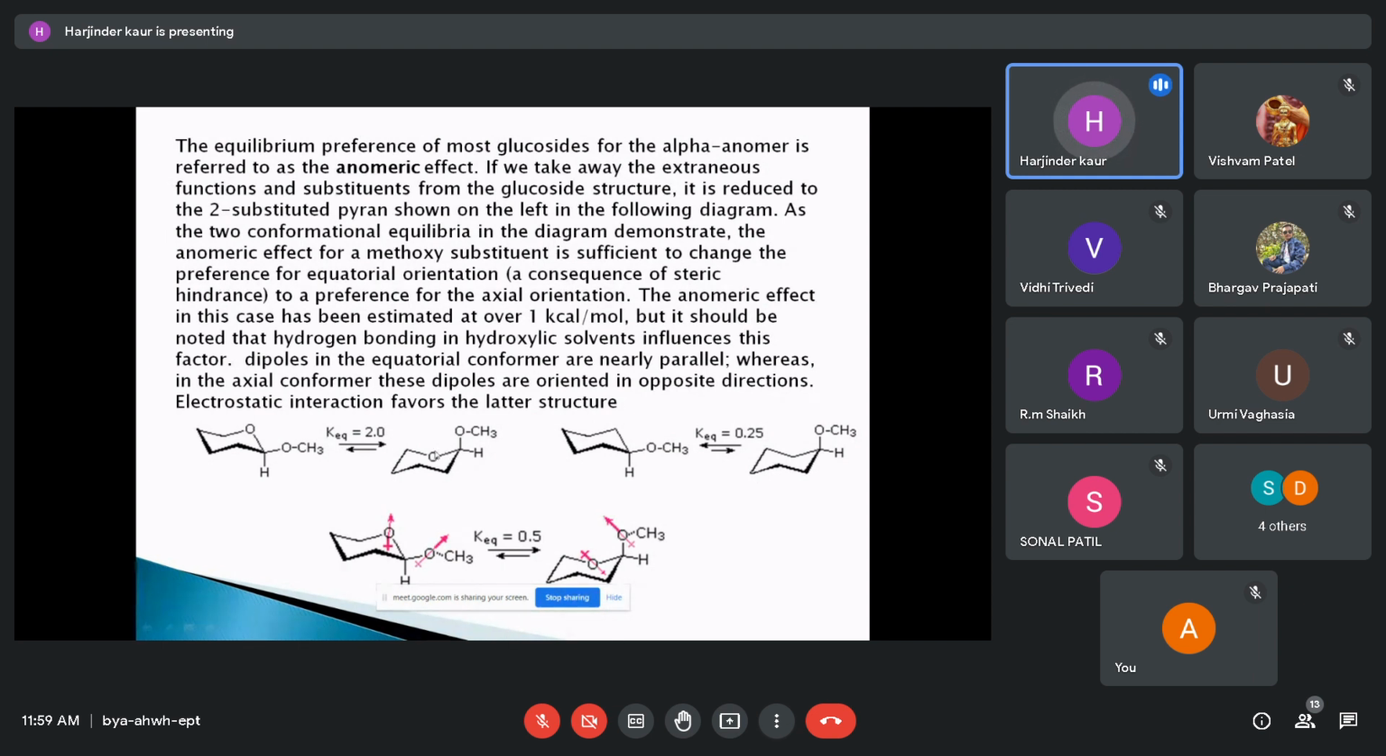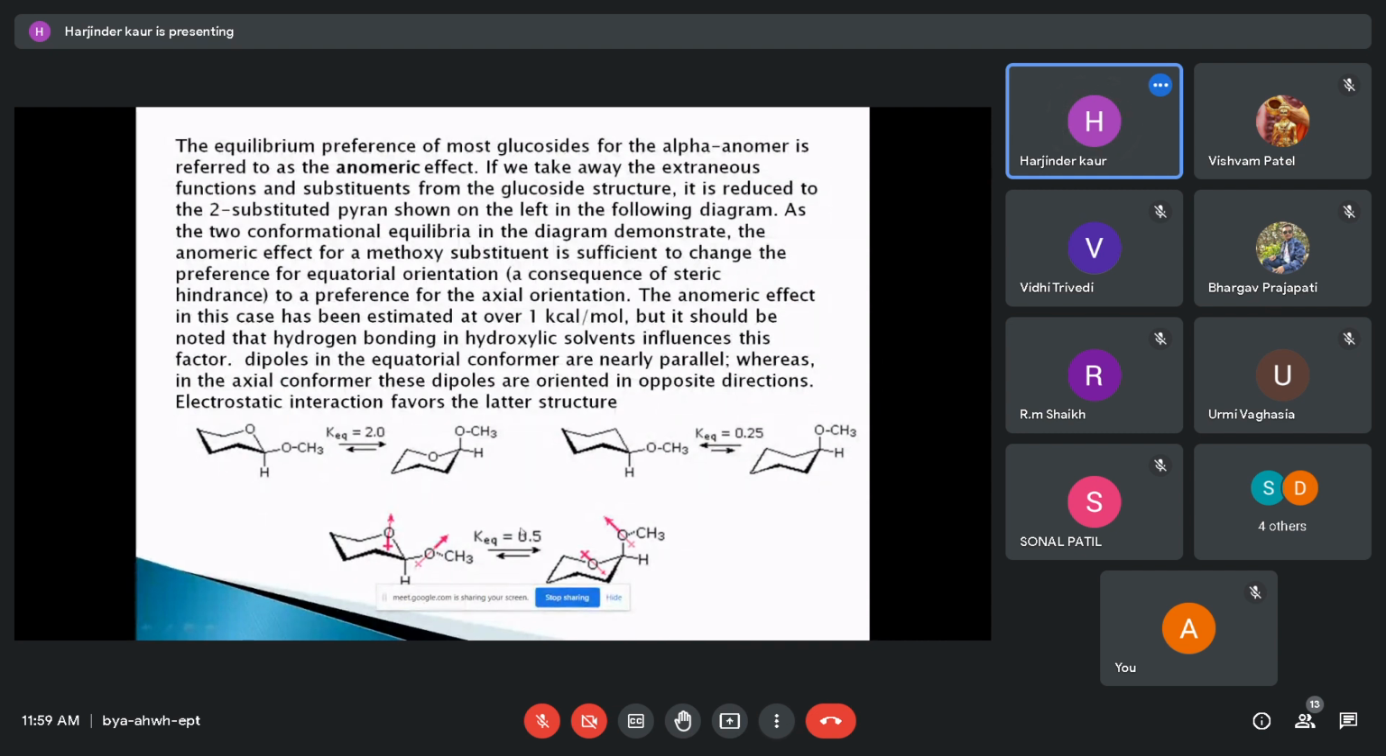And the reason that is given for why equilibrium is in this direction is that although there are 1,3 repulsions, there is also a repulsion between the lone pair of this oxygen and the lone pair of this oxygen, which makes this structure less stable as compared to this structure. So this dipole-dipole repulsion is observed whenever there is O between O and this.